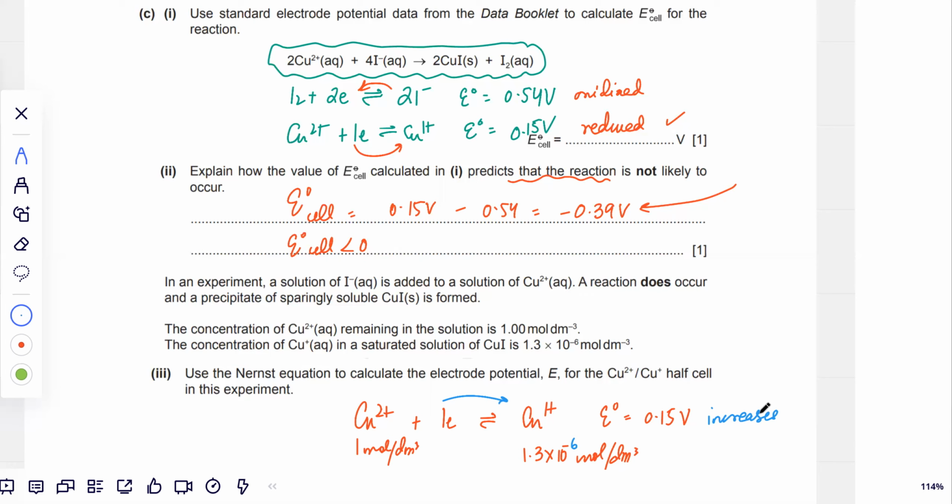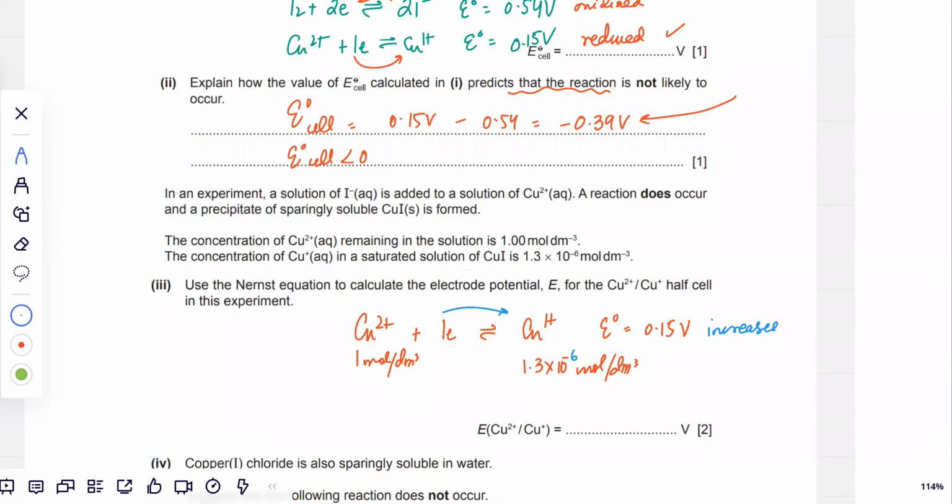So now the question is, he's asking us to use the Nernst equation and calculate the electrode potential. So I'm going to use the Nernst equation, which you had to remember. It was E naught plus 0.059 over Z, and it's log of the substance that's getting oxidized. Oxidized species is the one on the left side, and the substance that has been reduced, reduced species, on the right side. So I'm going to use this.